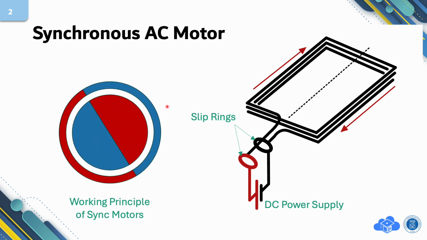Previously, we discussed the working principle of the synchronous AC motor. This motor is called synchronous since the rotor rotates at the same speed as the rotating magnetic field speed. For instance, if the stator creates a rotating magnetic field with a speed of 3000 rpm, then the rotor will be rotating at the same speed of 3000 rpm.